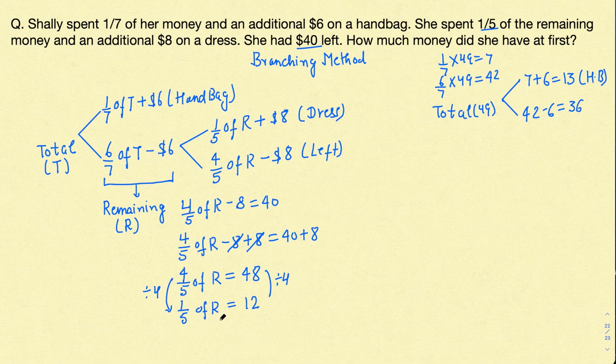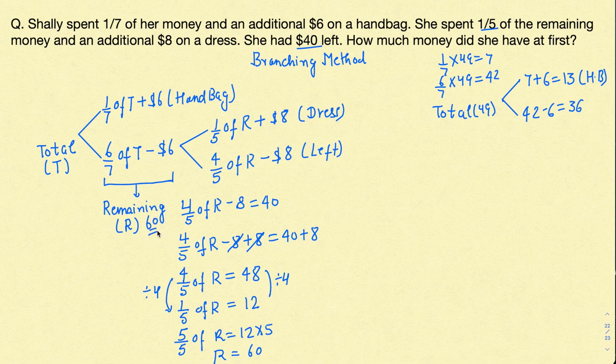Now we need the remainder. So 1 by 5 of remainder is 12. So we can say 5 by 5 of remainder will be how much? That is how much the remainder is. So 5 by 5 of remainder will be 12 times 5. That will give us remainder is equal to 60. That means the remaining amount of money Shally was having is $60.